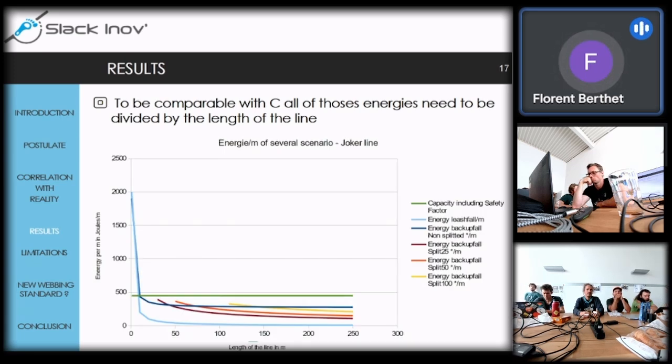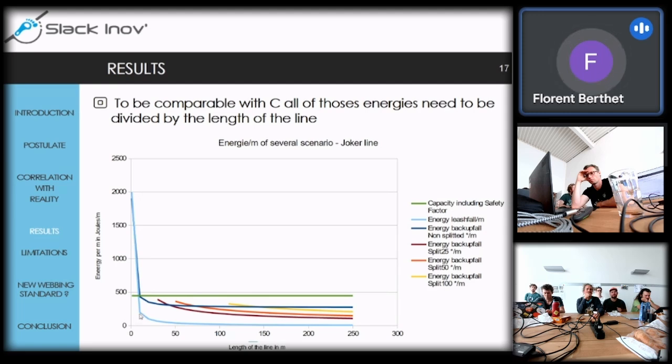And here is an example of a curve that I obtain with the Joker line. Let's start with the first value. If you look at the green curve, the horizontal curve, this curve corresponds to the capacity of the webbing, but the capacity I divided by the safety factor, so I divided by 6. So Joker line is able to absorb safely, including the safety factor, something like 450 joules.